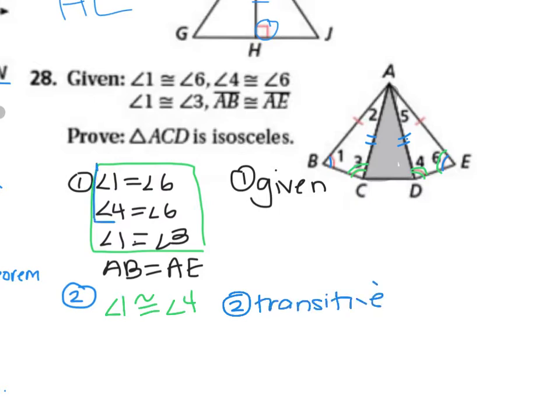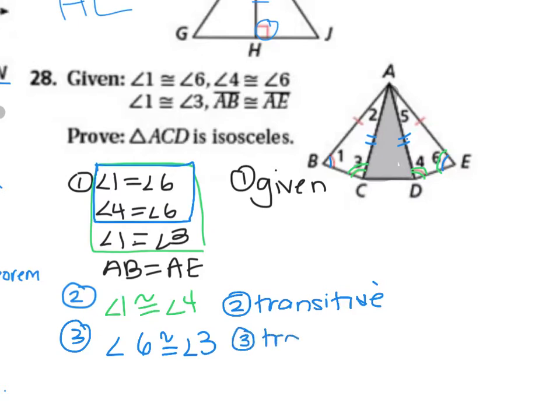So look at these two statements here. 1 equals 6 and 4 equals 6, right? So then 1 equals 4. Now what if I said, it's like taking out the middleman. So if 1 equals 6 and 1 equals 3, so 6 equals 3, that's also what? Transitive.